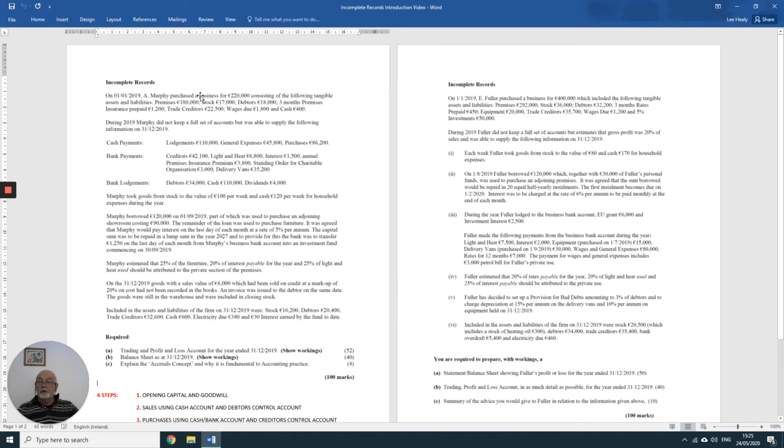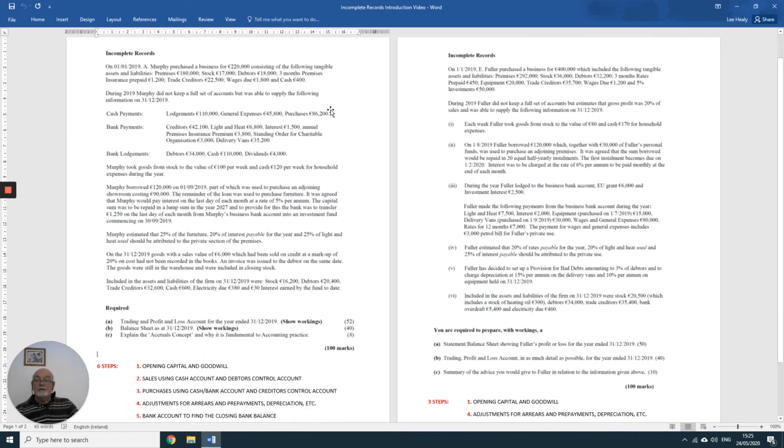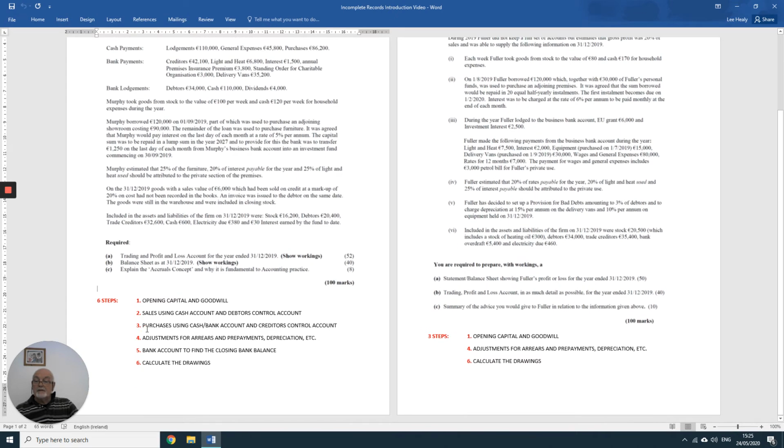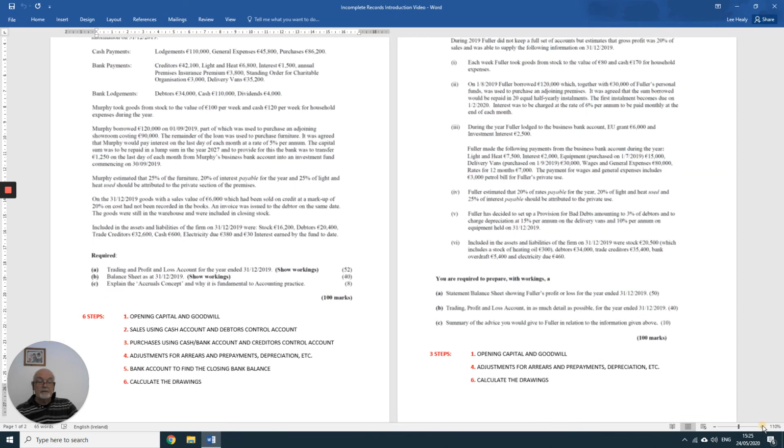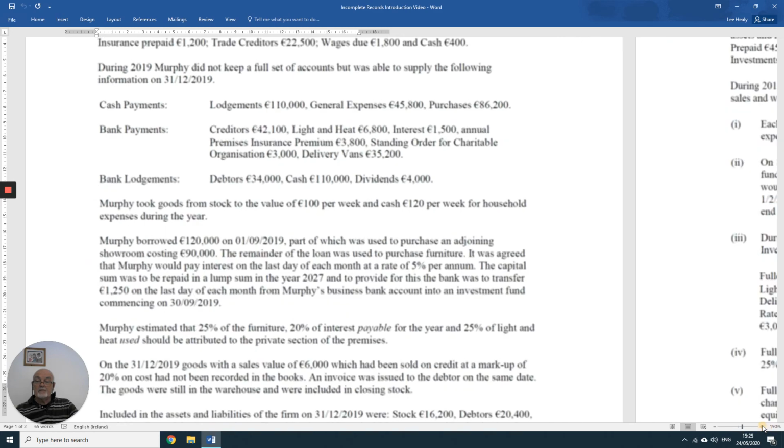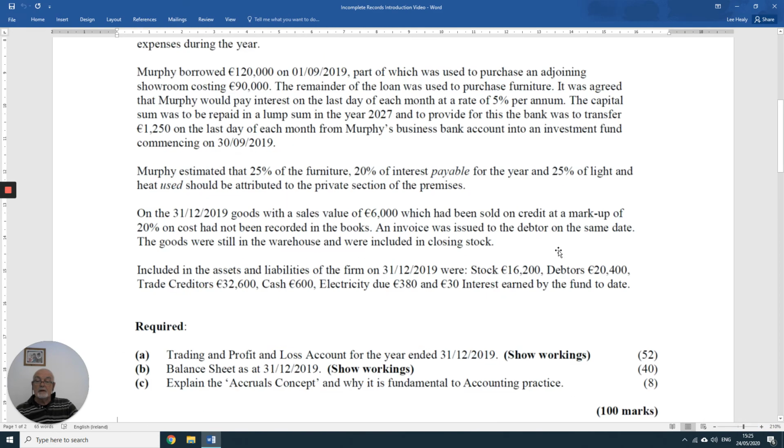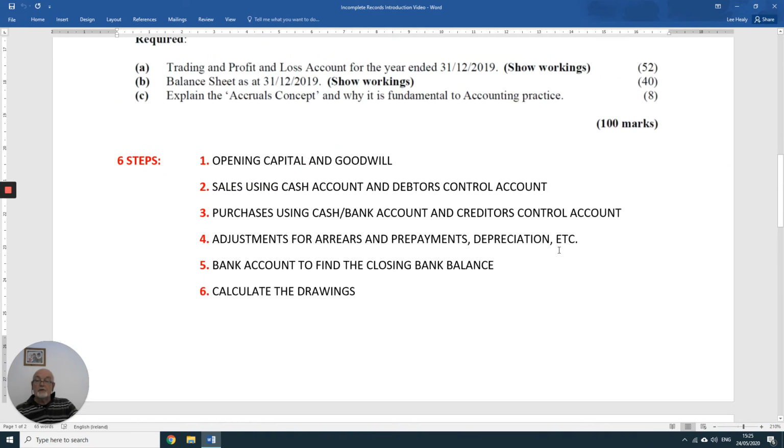On the left here for Murphy, we're going to look at this question next, and we're going to see how we can solve the incomplete records problem using control accounts. And in doing that, we follow 6 steps. I'll magnify this again for a moment so that we can see it properly. I'd recommend we follow 6 steps when we're doing the so-called control account method. Step 1, we'll find the opening capital and goodwill.